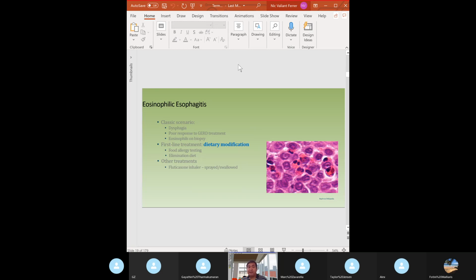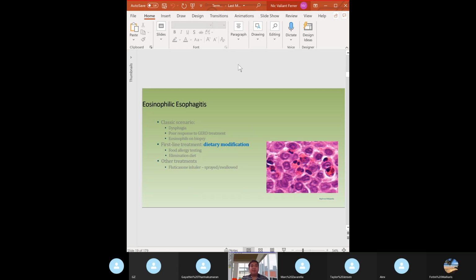First line treatment, dietary modification. So you do food allergy testing, you do an elimination diet. Other treatments, you can give them a fluticasone inhaler. Why? Because normally if you have asthma, you can have eosinophilic esophagitis.